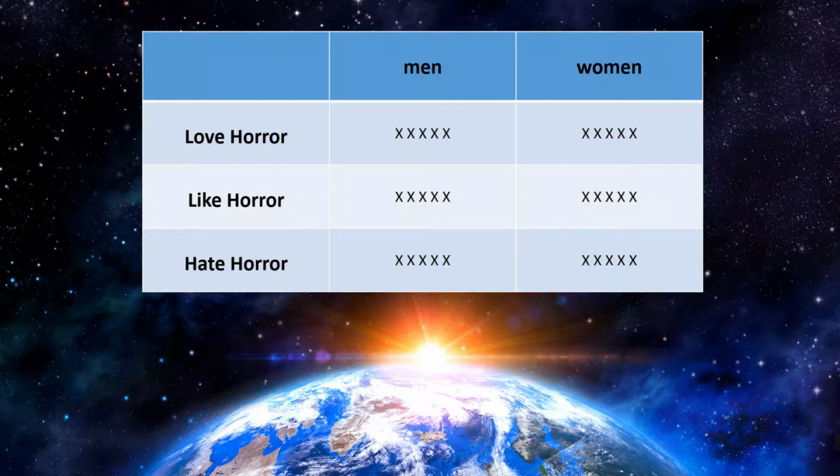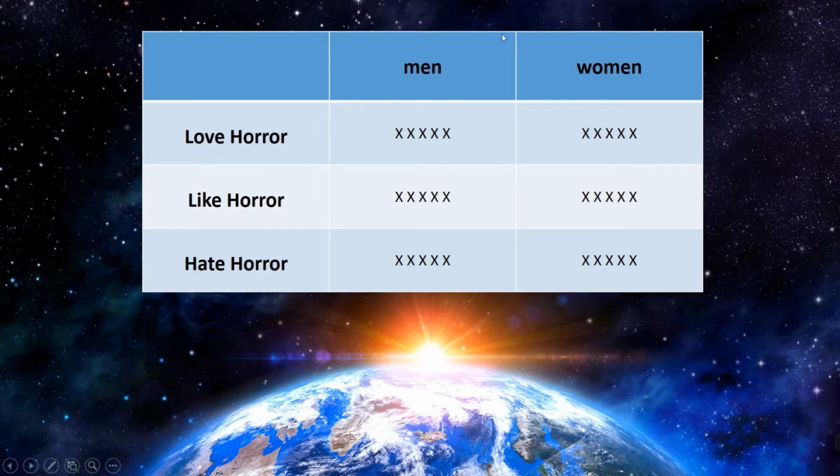This is some data that my students collected many years ago, and what they did is they asked men and women about their fears at night and during the day, and they also asked them whether they loved horror movies, liked horror movies, or hate horror movies. And so in this particular example, then we have two independent variables, two factors.